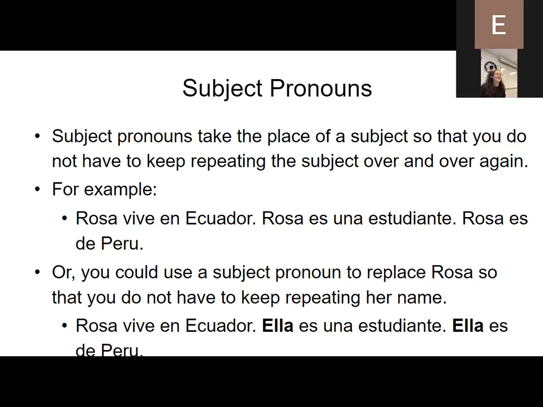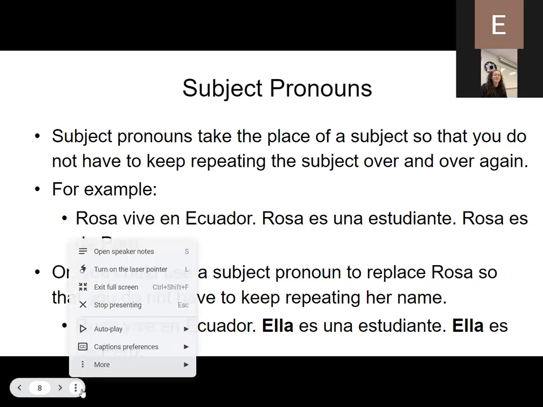So I'm going to go ahead and start right here. Subject pronouns are just going to be like the little words that take the place of a subject in a sentence. So in English, our subject pronouns are words like I, you, he, she, we, they. So if we look right here, get my little pointer going.